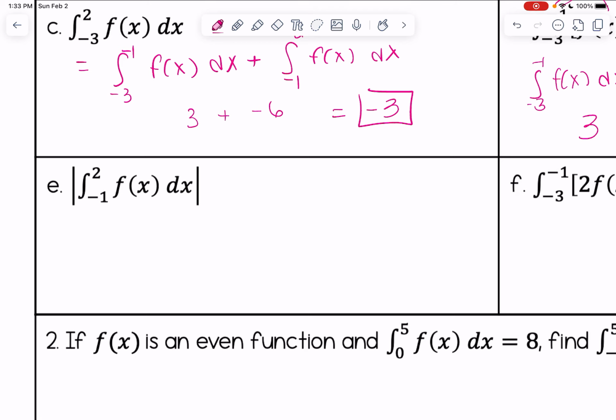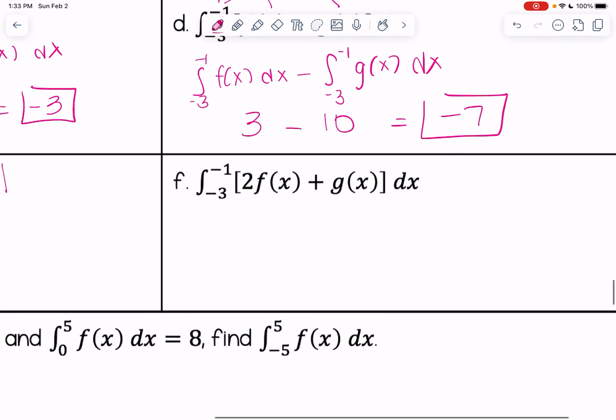All right, for e, we're looking for the absolute value of the integral from -1 to 2 of f of x dx. Well, we know from our clues that this is equal to -6. The absolute value of -6 is +6.